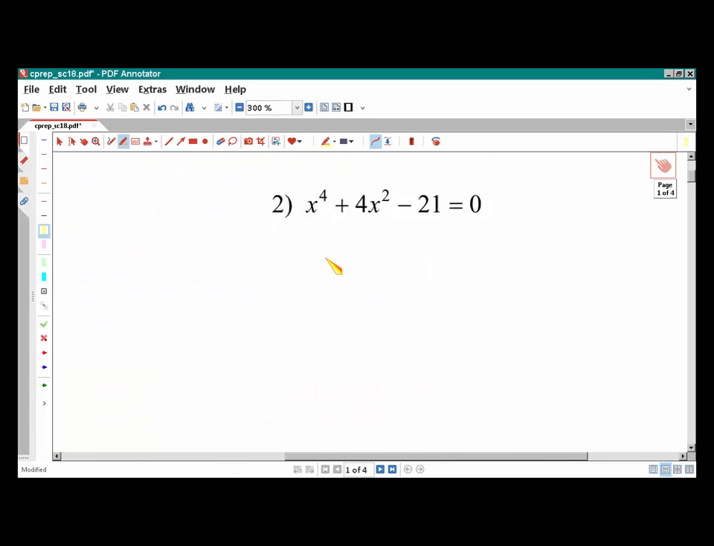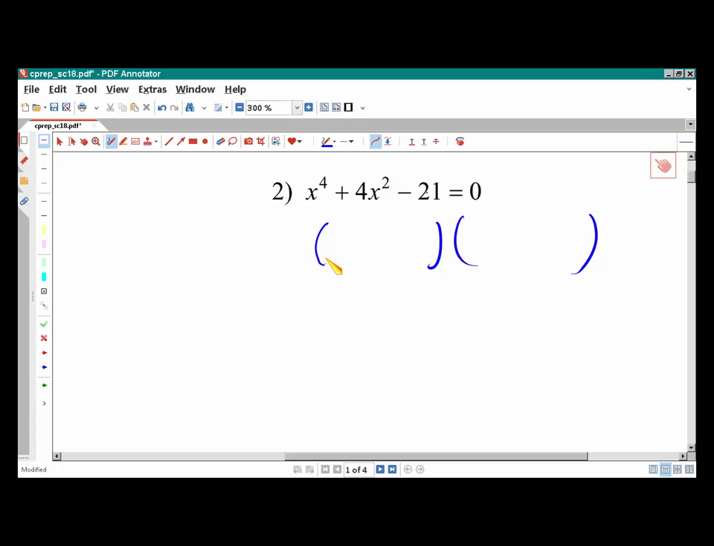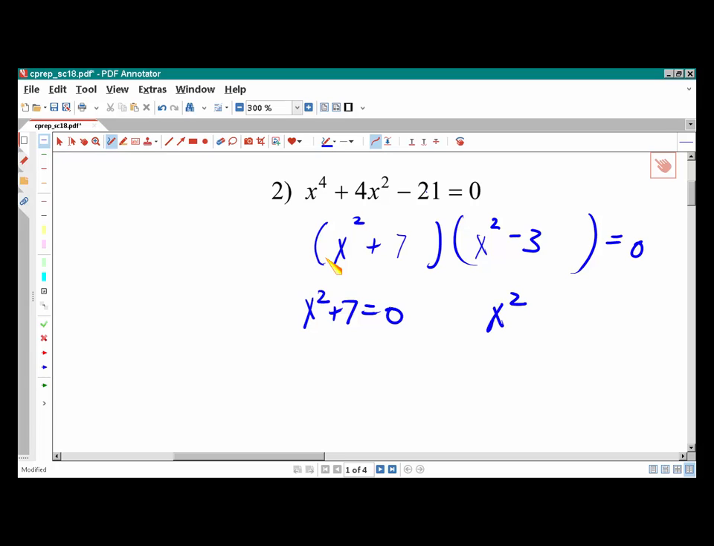All right, next one. Okay, so I have three terms here, so I know I'm going to do quadratic form factoring, factoring it as if it were a trinomial. So I need two numbers that multiply to be negative 21 and add up to 4. That would be 7 and 3, negative 3. So now I set each of those factors to be 0 and solve.